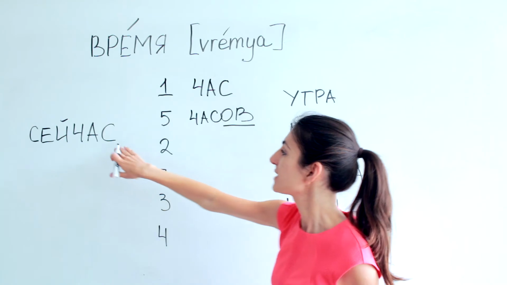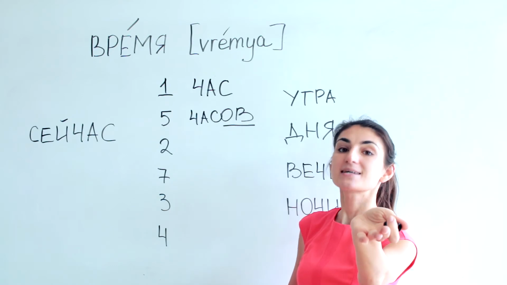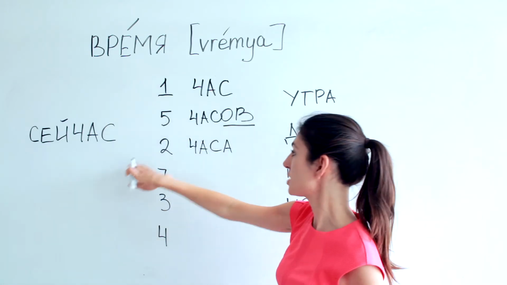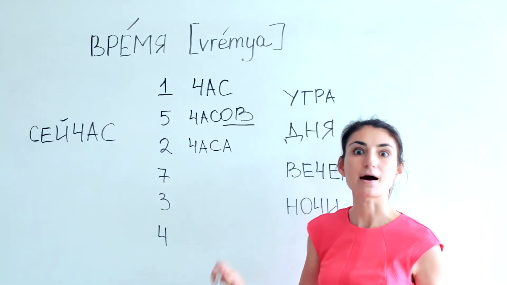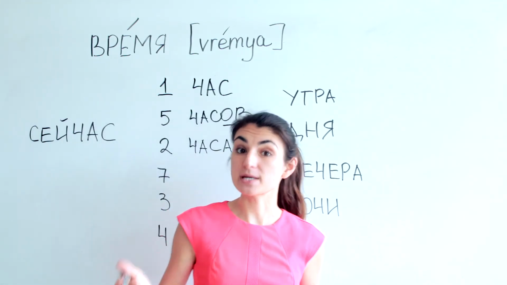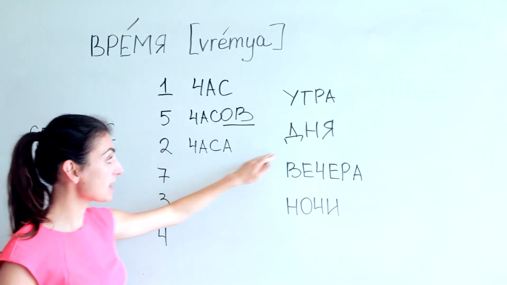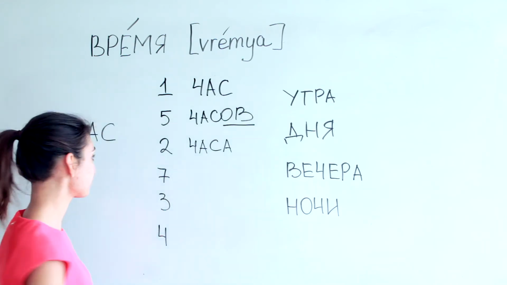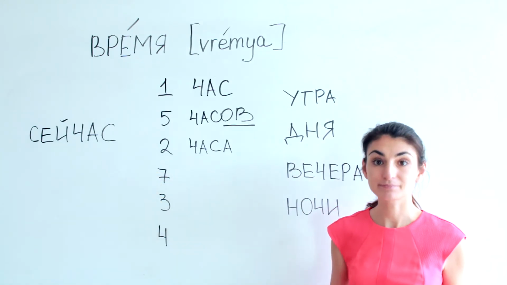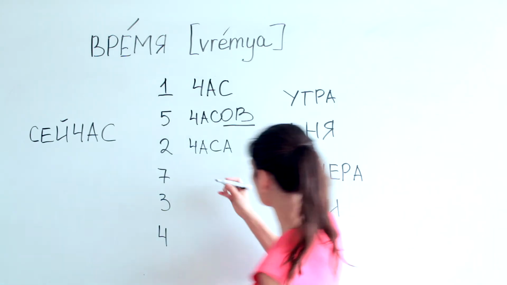Very well. 2. Сейчас 2 часа. Good job. Okay. Сейчас 2 часа. Let's say 2 a.m. Утра. If we want to say it is 2 p.m. Дня. Сейчас 2 часа дня. It is 2 p.m. Right. 7. Сейчас 7 часов. Okay.